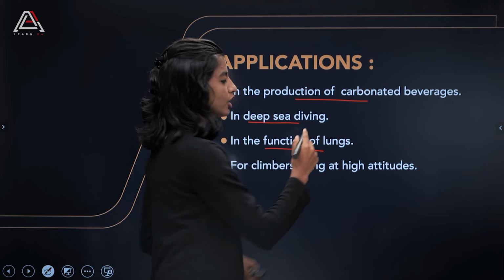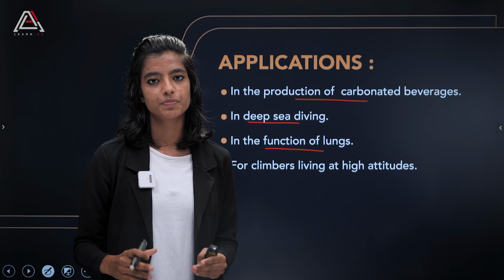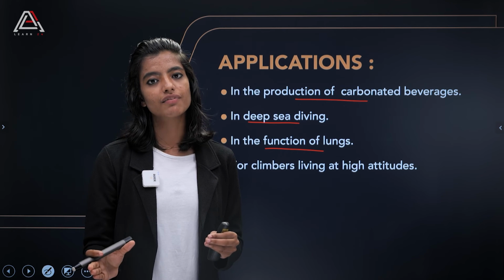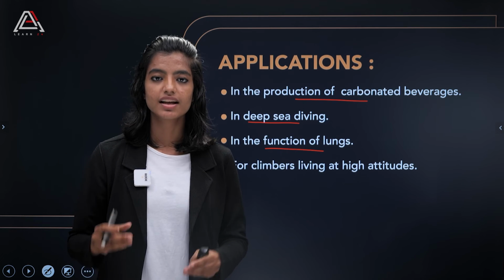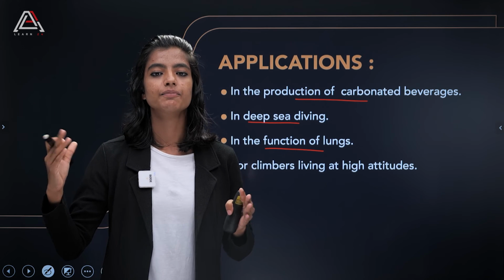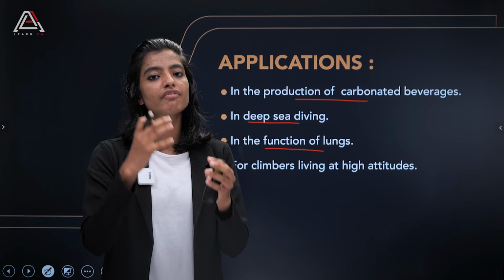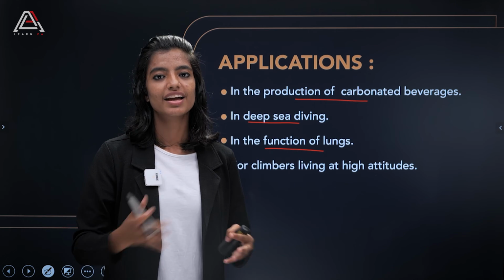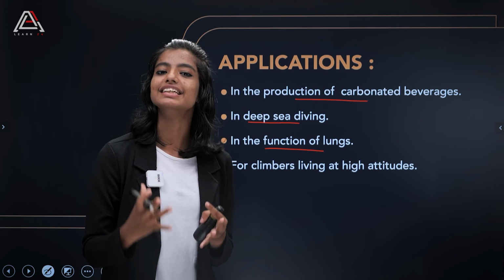Next topic, in the function of lungs. As we all know, we inhale oxygen, right? And it goes to the lungs. And here the pressure is very high and oxygen will dissolve with the hemoglobin in the blood and form oxyhemoglobin. And this oxyhemoglobin will travel through the blood vessels and go to different organs, right? Here the pressure will be very low. So the oxygen will depart from this hemoglobin and form deoxyhemoglobin. Here also we see the application of Henry's law, right? As the pressure increases, solubility increases.